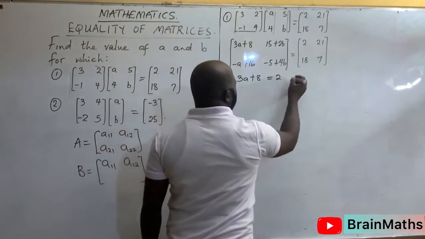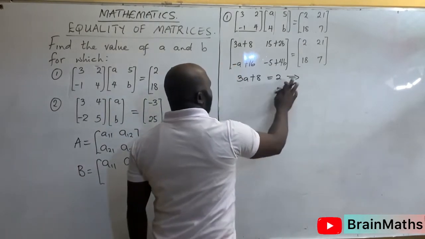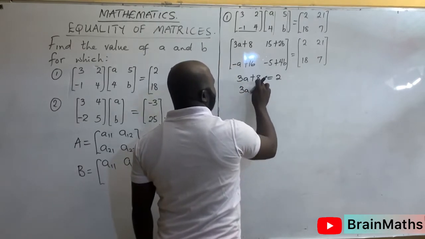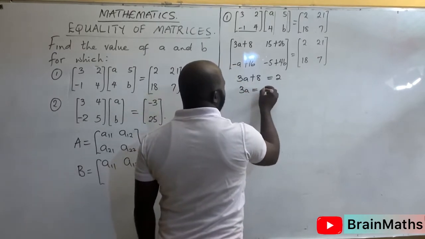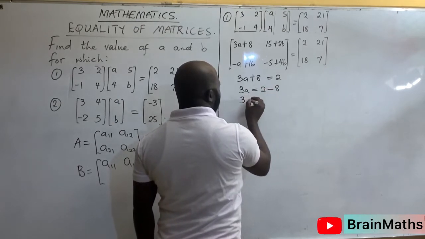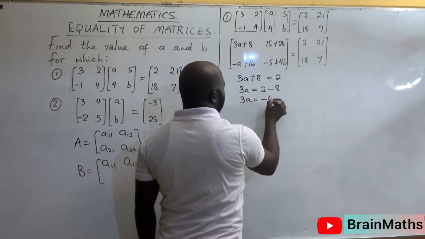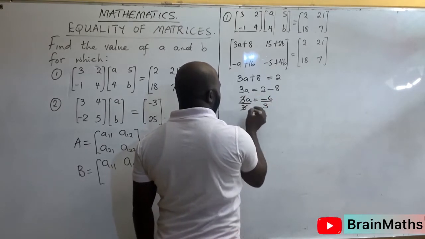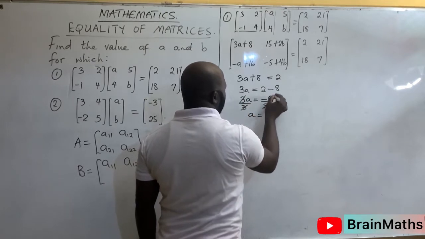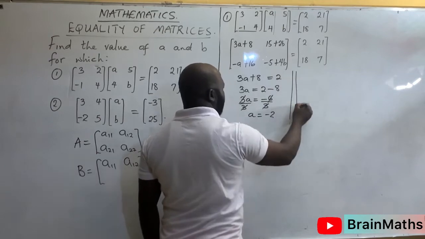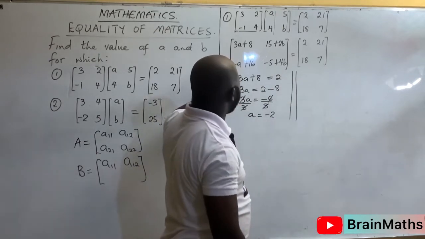When you solve this, we have 3A. Take this to the other side. We have 2 minus 8. Then it becomes 3A equals minus 6. If you divide both sides by 3, which is the coefficient of A, A will be equal to -2. So we have gotten the value of A.